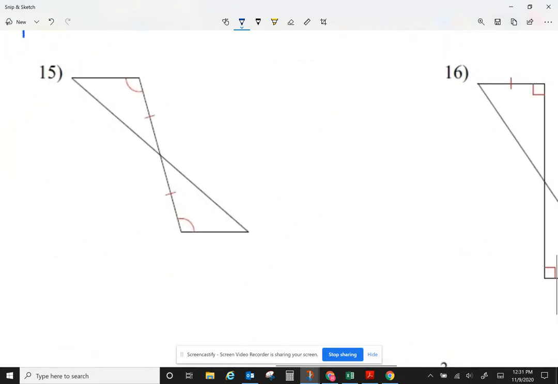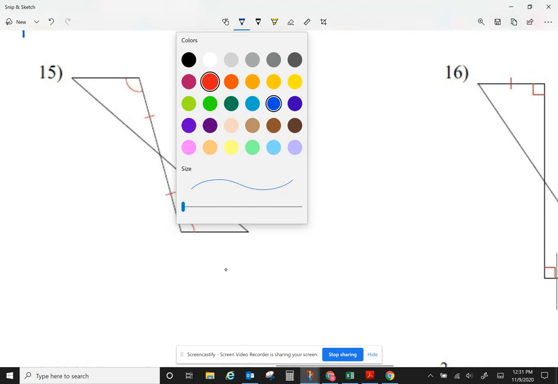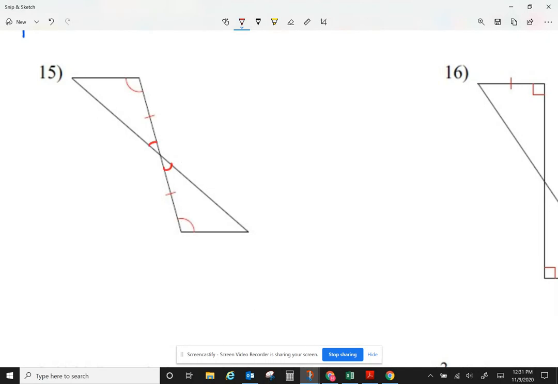Looking at question number 15. I can legally mark this angle with this angle. I'm going to take a look at one of my triangles, and I'm going to find either two angles or two sides marked. In this case, I see two angles marked. Then I ask myself, is the side in between the angles? It is. The other triangle is marked the same way, so angle, side, angle is good.